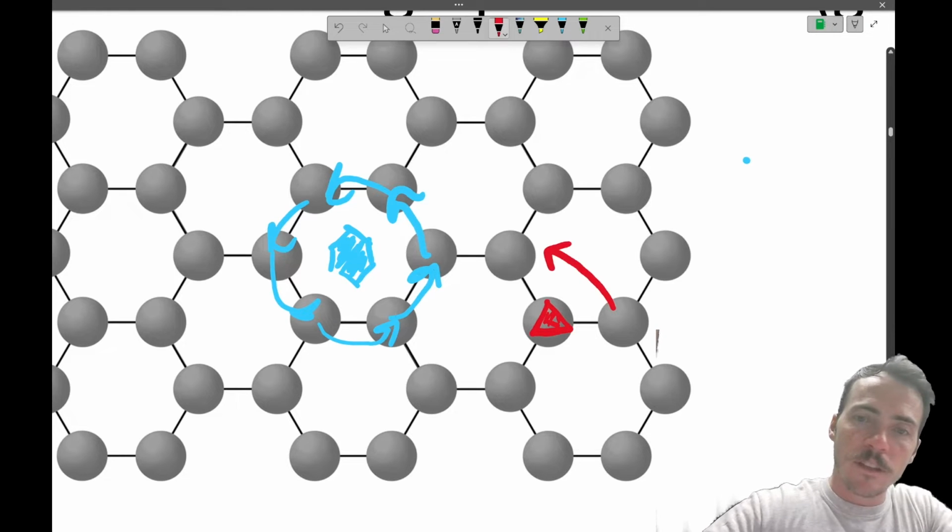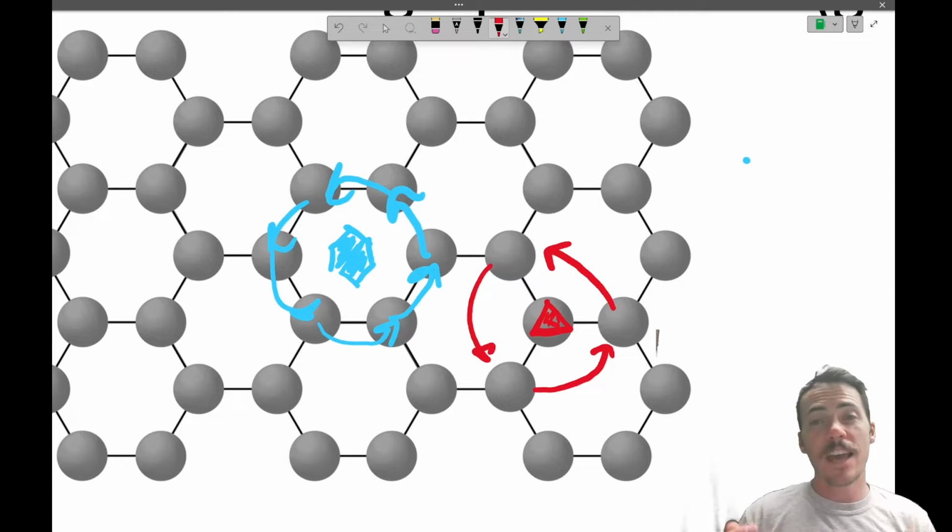This guy could rotate to here. This one could rotate to here. This one could rotate to here. So the same underlying crystal structure, which is occupying a lattice, can have different symmetry elements present in it. Here we can see an example. There's both 6-fold rotation and 3-fold.